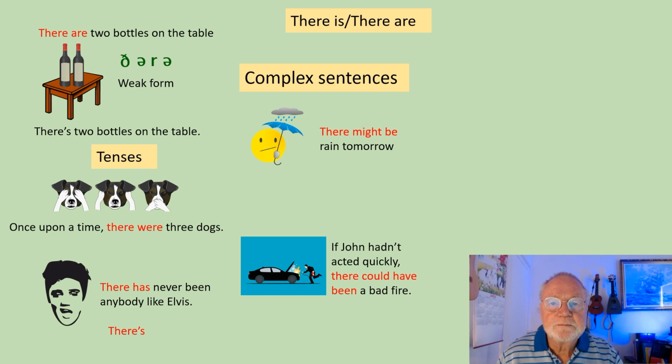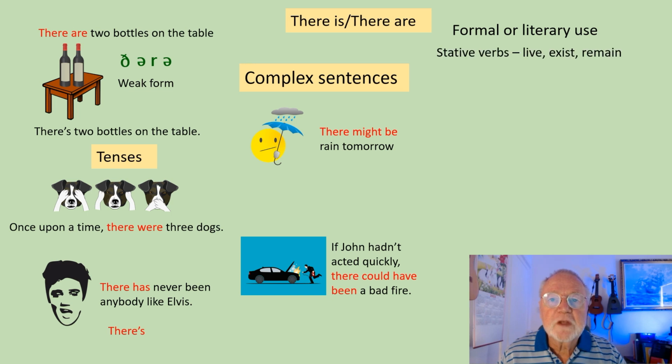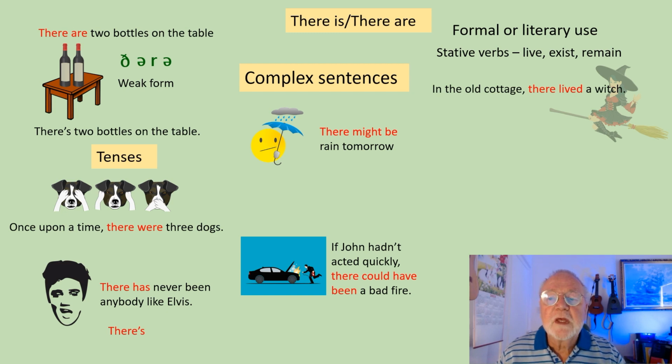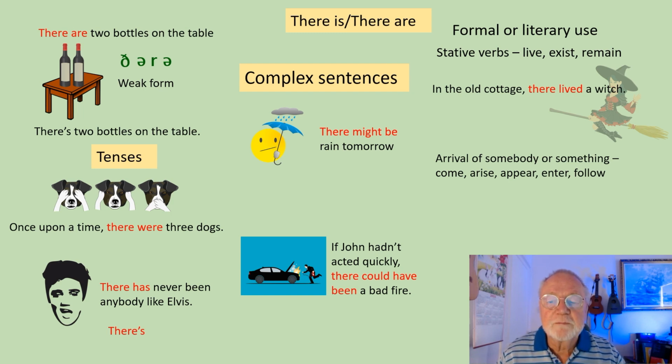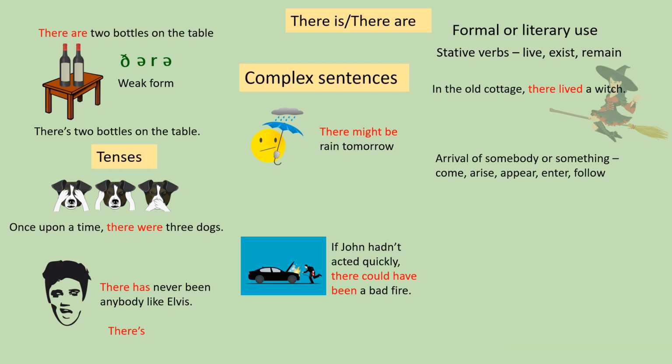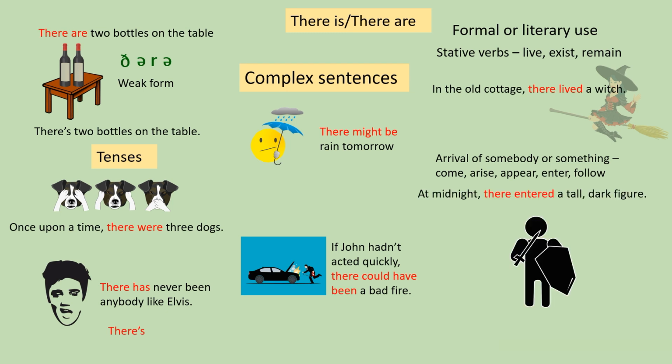There could have been a bad fire. You'll find there is and there are in formal and literary use, especially with the stative verbs. Remember, these are the ones that don't use the ing endings. Live, exist, remain. Here's an example. In the old cottage there lived a witch. And also when we're talking about the arrival of somebody or something, especially with these verbs: come, arise, appear, enter, and follow. Here's an example. At midnight there entered a tall, dark figure.